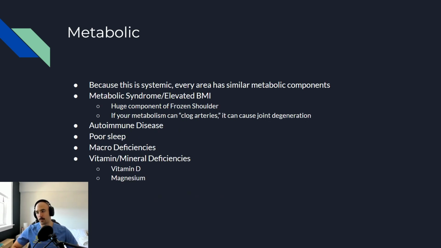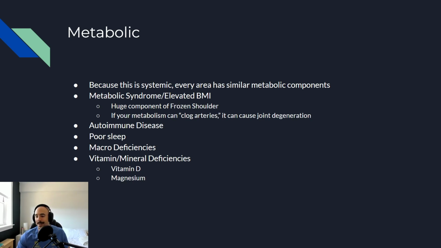Metabolic issues when it pertains to the shoulders, because this is a systemic issue, most metabolic conditions will not just target a single area. There's no specific metabolic thing that makes your shoulder hurt, with the exception of frozen shoulder. Many, many times frozen shoulder comes with a component of diabetes, right? Typically you're older, you're diabetic, and you're female for some reason, right? Those are the three main categories that we look for frozen shoulder.